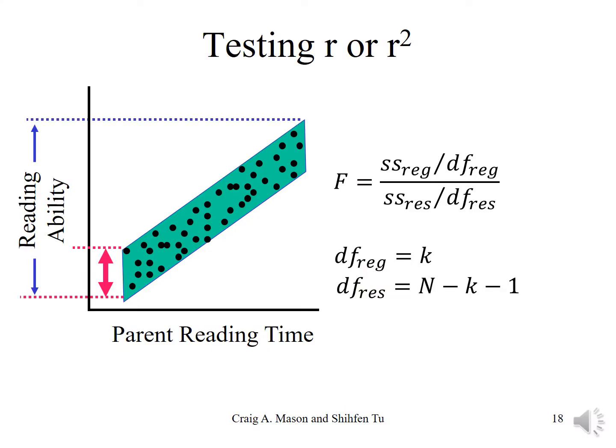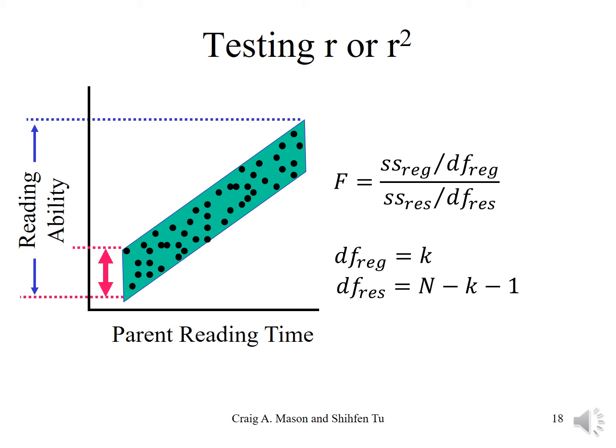In ANOVA, the numerator of the F-test was the sums of squares between divided by the degrees of freedom between. In regression and multiple regression, the numerator is the sums of squares regression divided by the degrees of freedom regression. And in ANOVA, the denominator of the F-test was the sums of squares within divided by the degrees of freedom within. In regression and multiple regression, it's the sums of squares residual divided by the degrees of freedom residual.